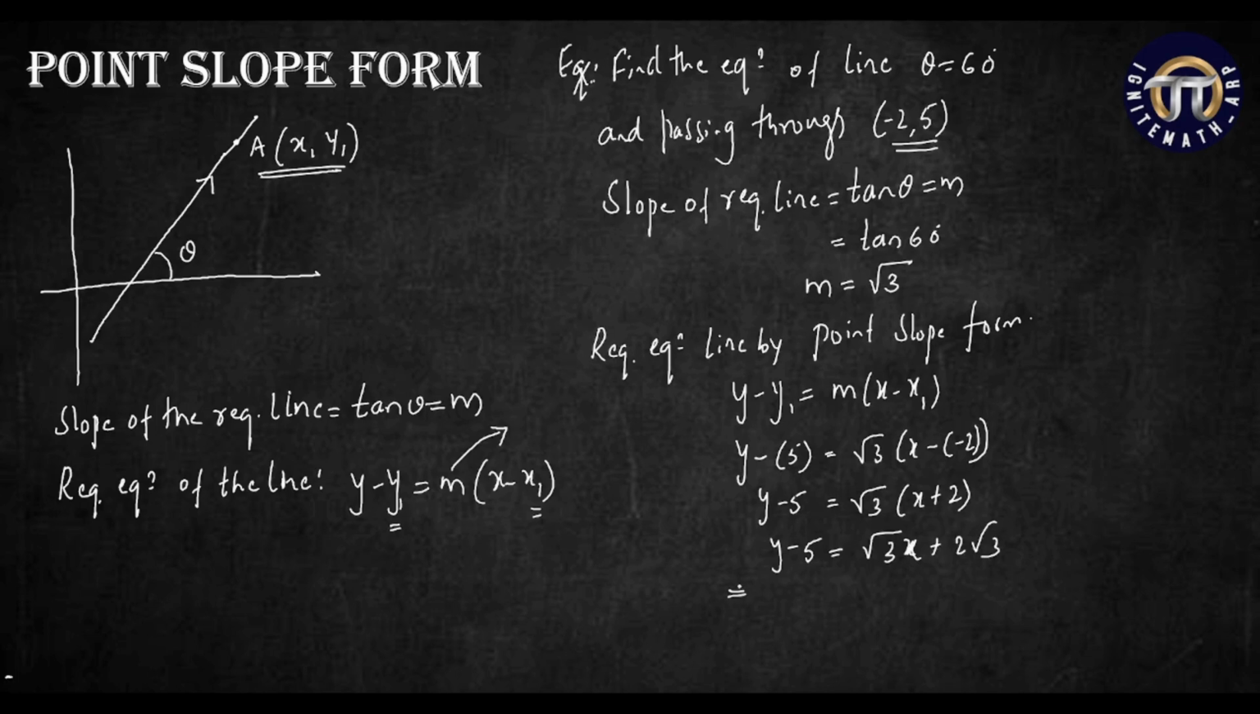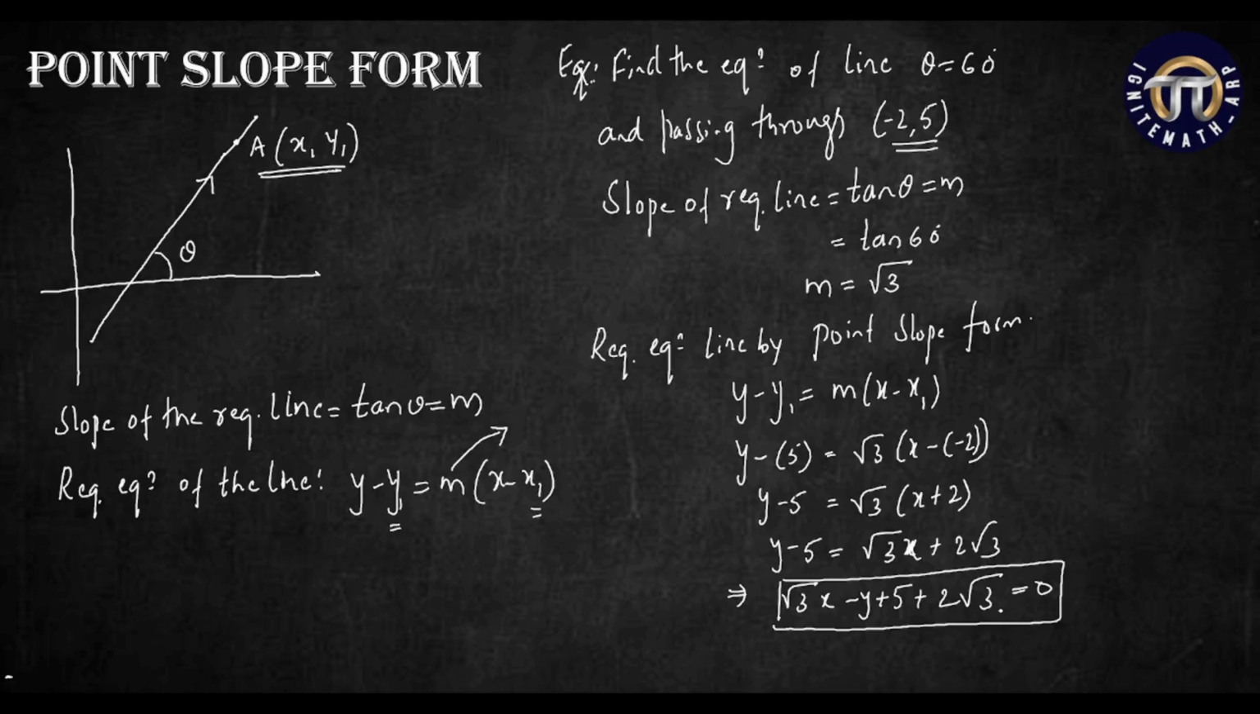So when I bring it to the standard form, root 3 x minus y plus 5 plus 2 root 3 is equal to 0. This is the required equation of the line. Clear, children? So what I am getting over here is root 3 x minus y plus 5 plus 2 root 3 equal to 0. This is the required equation of the line.